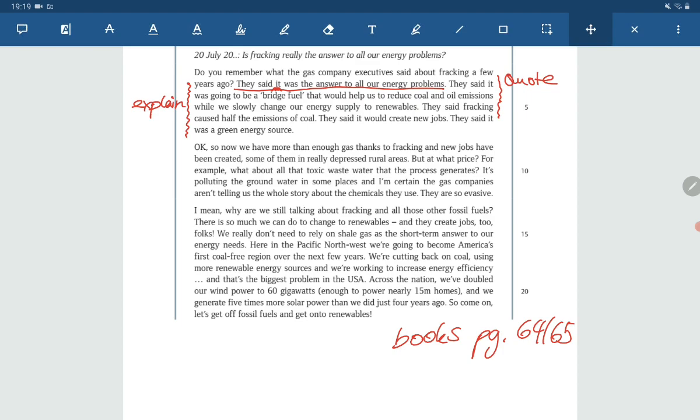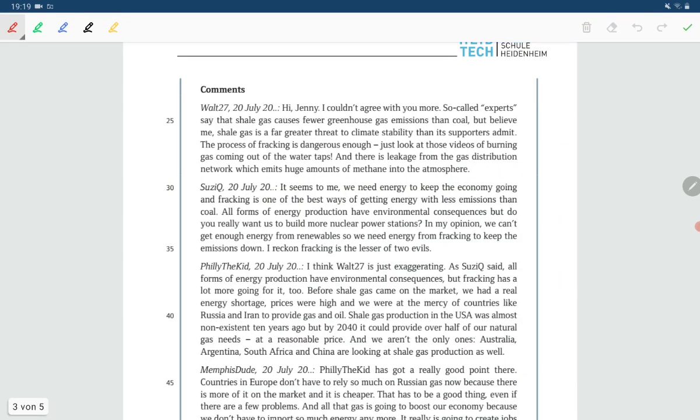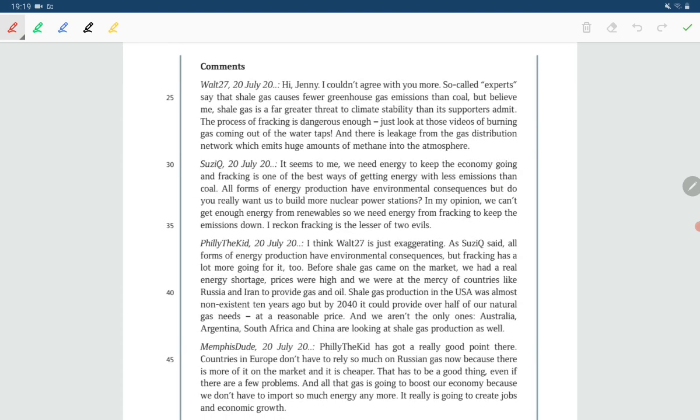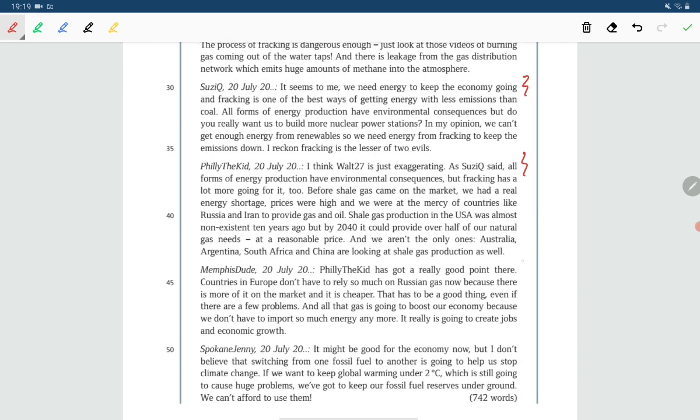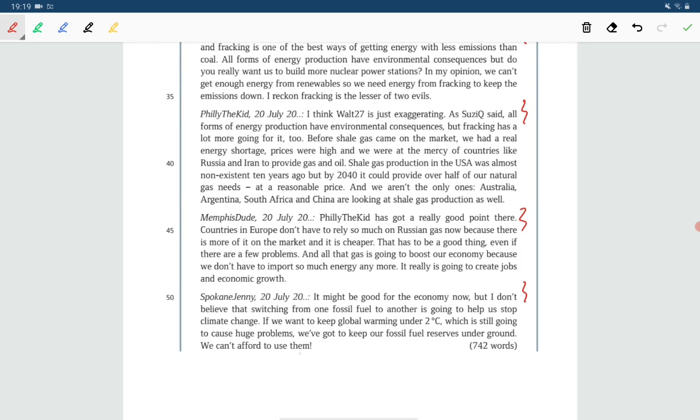So this is Jenny's opinion, but there are also other opinions given in the text. For example, there's a comment by Walt27, Susie Q, Philly the Kid, and so on. Some of them agree, like Walt. He agrees with Jenny, but some of them do not agree. So you read the whole text and you find out about the opinions mentioned. And this is what you need for your main part.